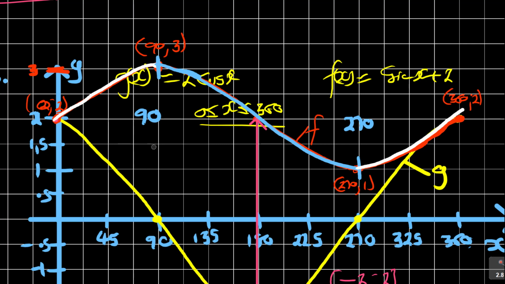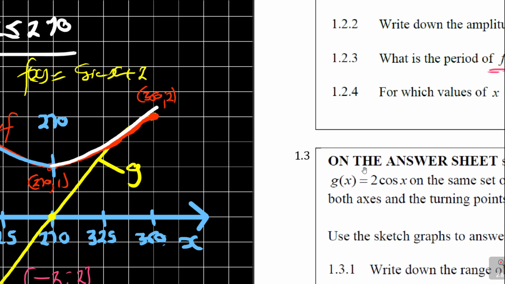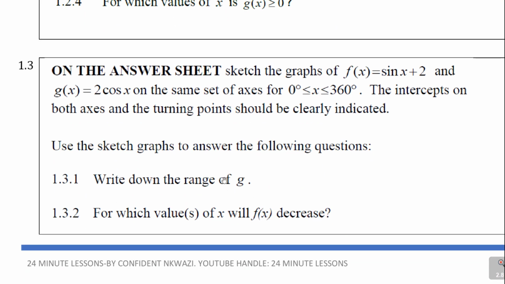So for which values of x, it is from 90 to 270. Then you put square brackets. Or you can say 90 is less than or equal to x is less than or equal to 270. That's what you do when you're answering these questions. So guys, this is what they want you to answer.